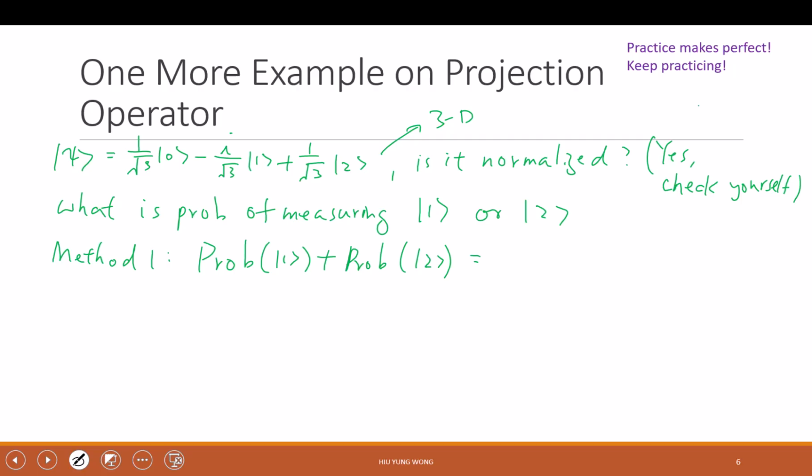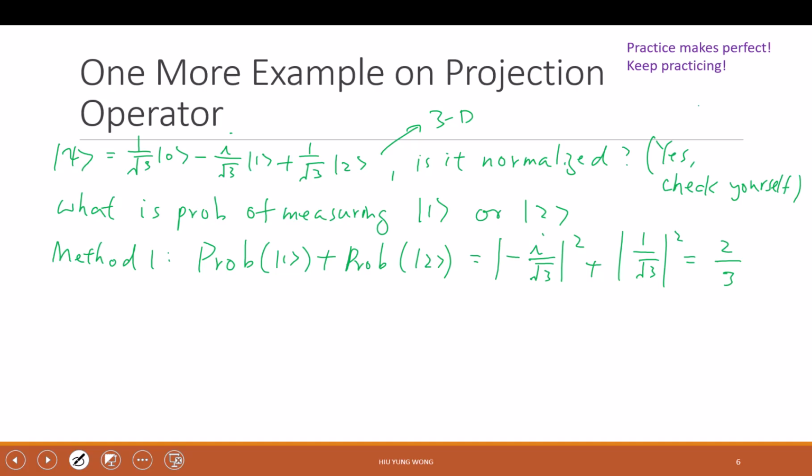1/3, very good. But I want to be clear for those of you who did not pay attention yet: it is the coefficient magnitude squared, right? That's why she got 1/3. And then the second one, the probability is 1 over square root 2 squared, so it's 2 divided by 3. So when I do a measurement, I can get state 1 or state 2.